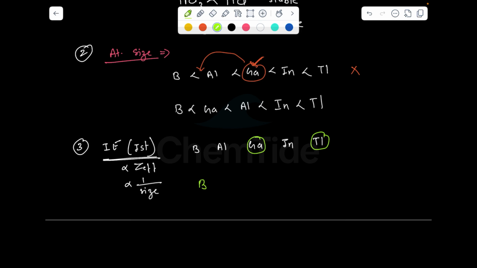So boron has the highest, and then thallium comes due to the lanthanide and actinide contraction. After that we have gallium. So this is gallium. And then we write aluminium, and the lowest ionization energy is indium. So this is a very important exception apart from the atomic size.